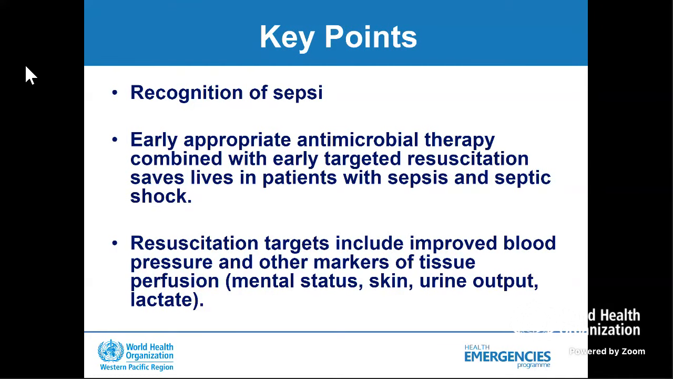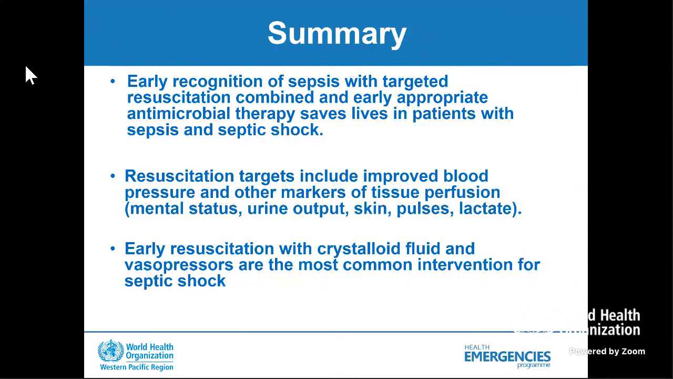Okay, so the key points, summary. Early recognition of sepsis with targeted resuscitation combined with early appropriate antimicrobials saves lives in patients with sepsis and septic shock. The targets of resuscitation should be hypotension, altered mental status, skin signs, urine output, and lactate. And for resuscitation for septic shock, fluids are first, vasopressors next, and then you can add some adjunctive agents.